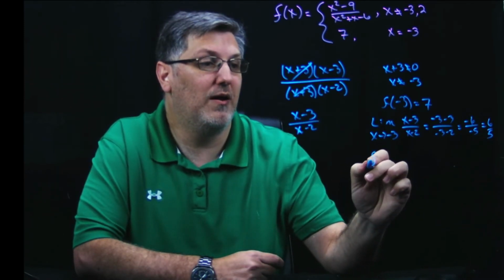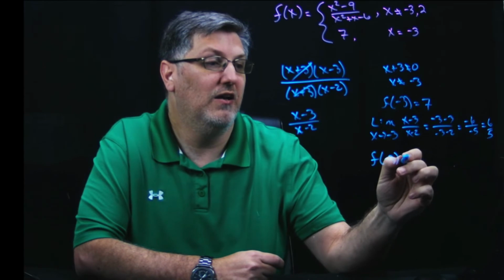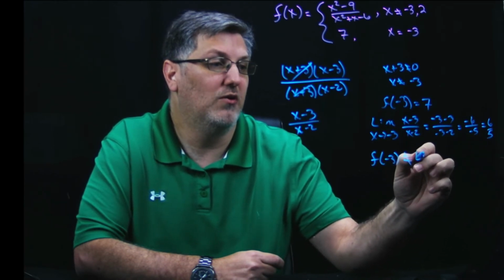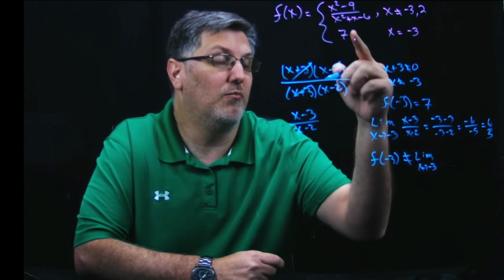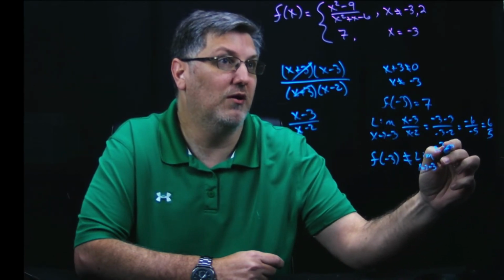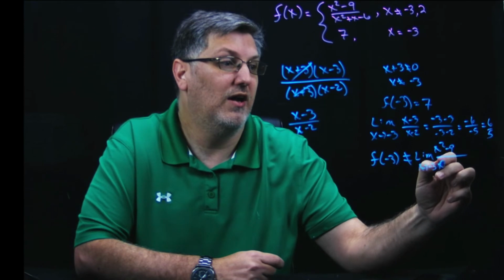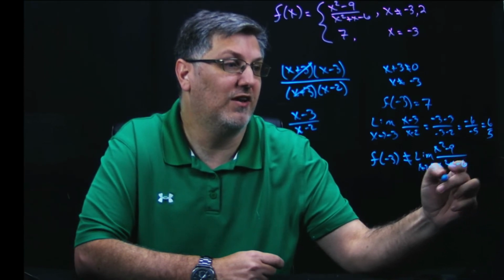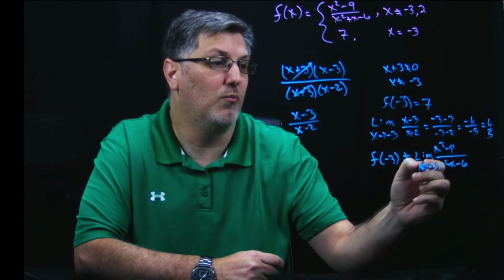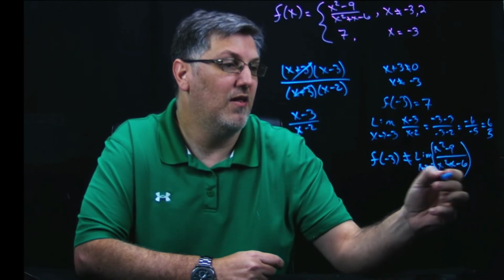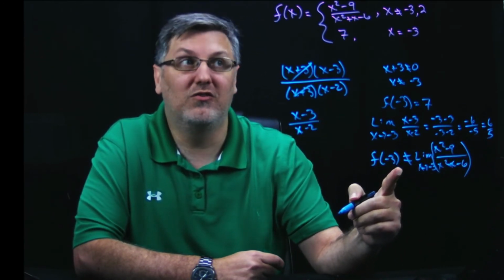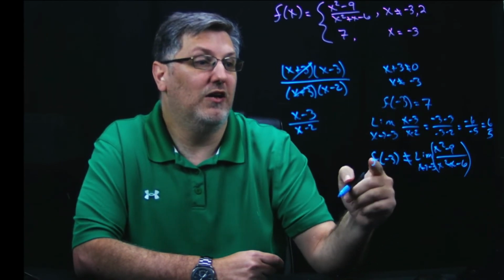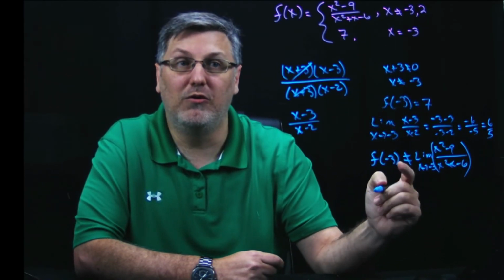This tells me that f of -3 should equal, but it does not equal, the limit as x approaches -3 of my original equation, which is x squared minus 9 over x squared plus x minus 6. We found the limit of the reduced form, which is perfectly fine, but this is the reason why the function is not continuous at -3. It fails the last of the 3 requirements.